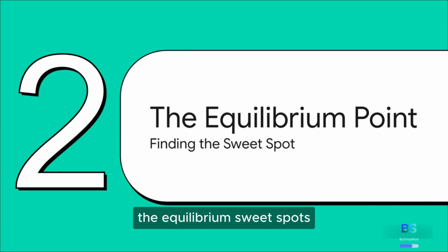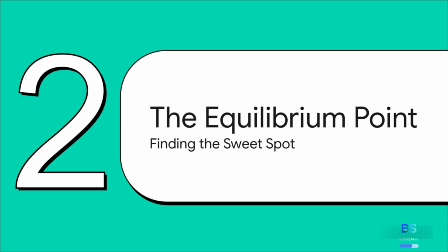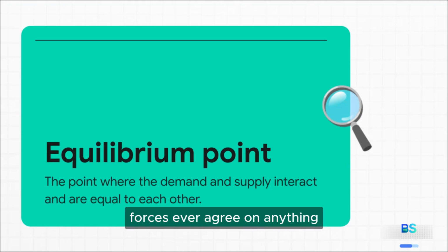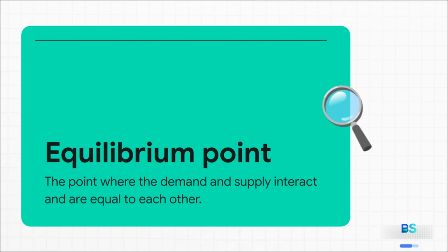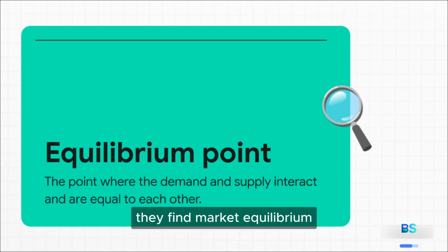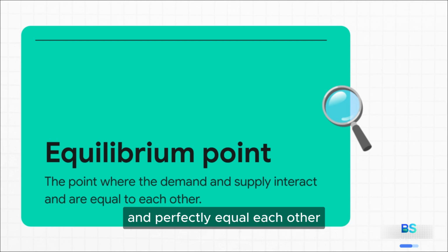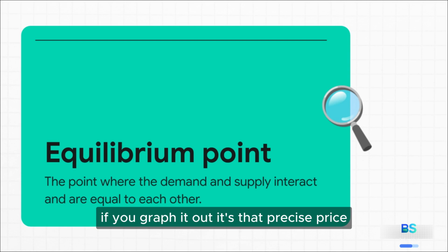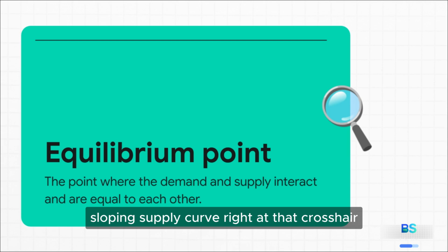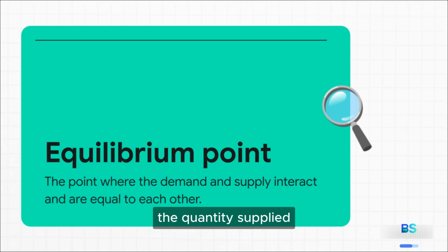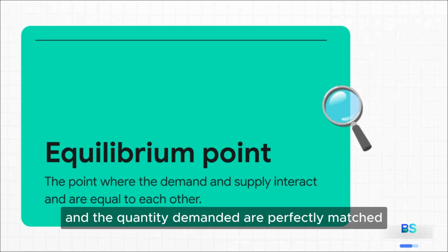Part two, the equilibrium sweet spots. So how do these two opposing forces ever agree on anything? Well, in academic terms, they find market equilibrium. It's the exact point where demand and supply intersect and perfectly equal each other. If you graph it out, it's that precise price where the downward-sloping demand curve crosses the upward-sloping supply curve. Right at that crosshair, the quantity supplied and the quantity demanded are perfectly matched.